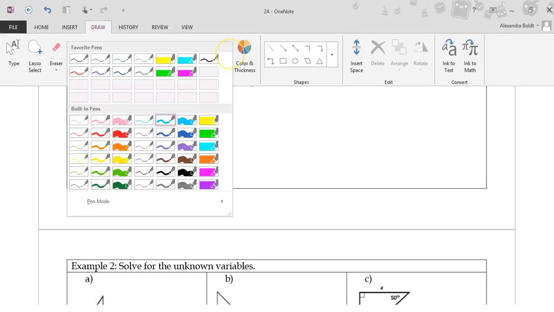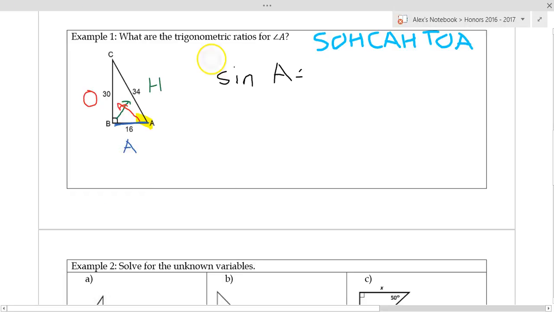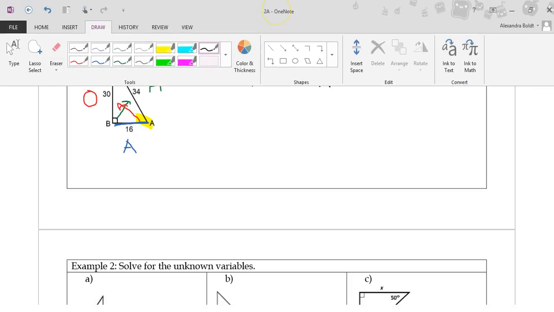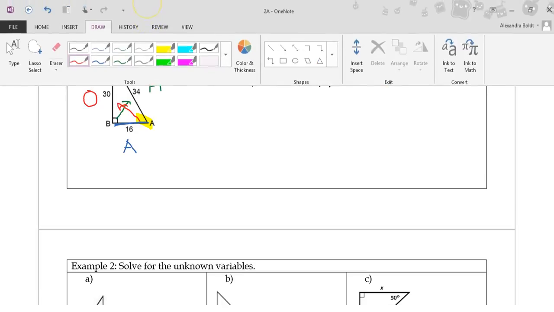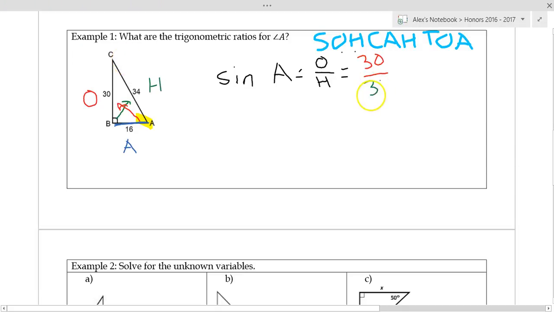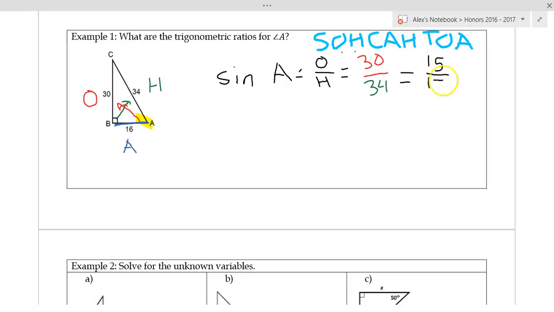So sine of A is equal to opposite over hypotenuse, right? Because it's O and H. So my opposite side is 30, and my hypotenuse is 34. And then always make sure you reduce your fractions. 30 over 34 is really 15 over 17. I'm reducing that fraction. So the sine of A equals 15 over 17.